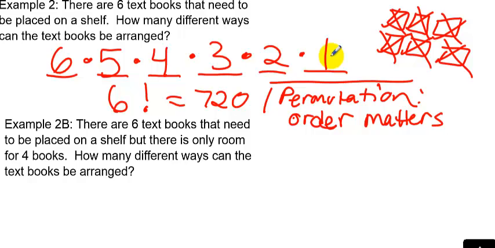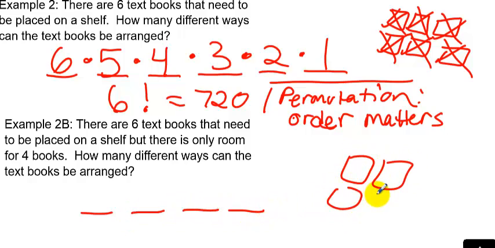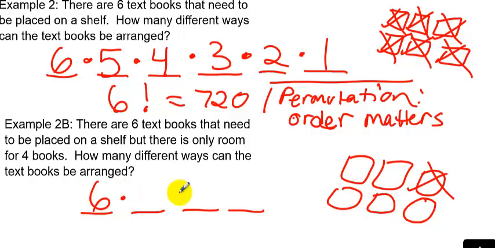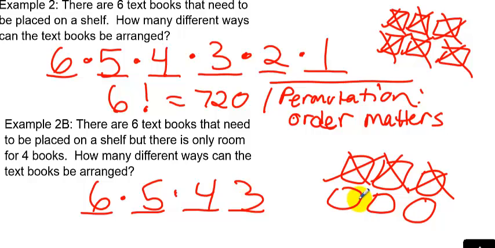So there's an order to which they have to be placed on the shelf. Now look at the next one. There are 6 textbooks that need to be placed on the shelf, but there's only room for 4. How many different ways can the books be arranged? So here's my 4 placements. Here are my 6 books. I'm going to pick my first book. There's 6 to choose from. Now there's 5 to choose from. Now there's 4 to choose from. And now there's 3 to choose from. I still have 2 books remaining, but I am only picking 4 of the 6.